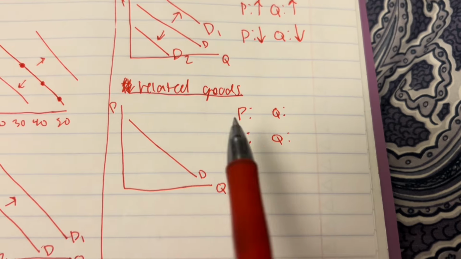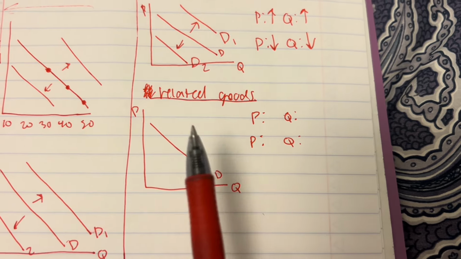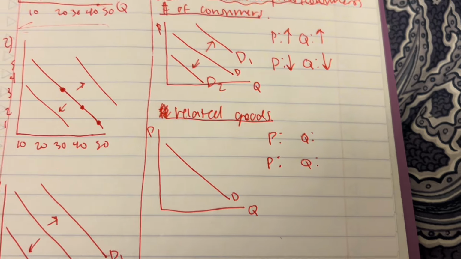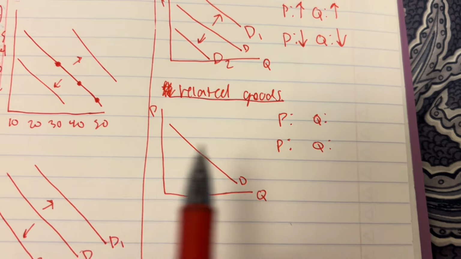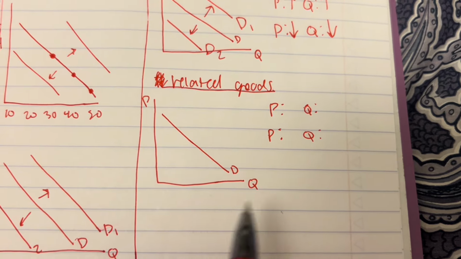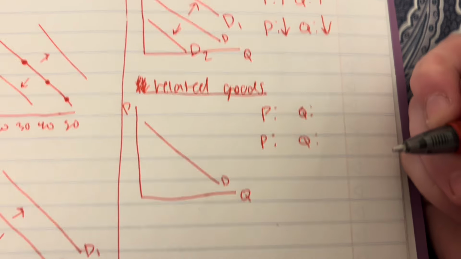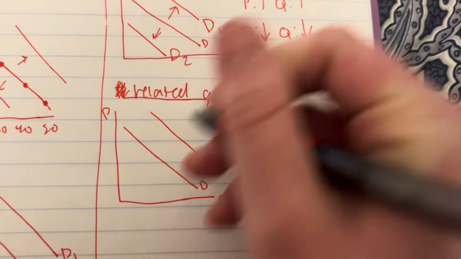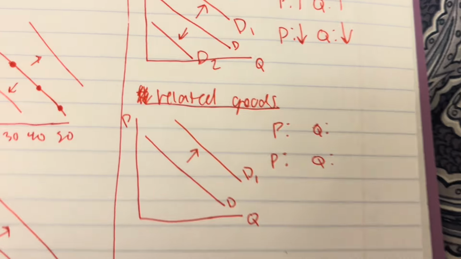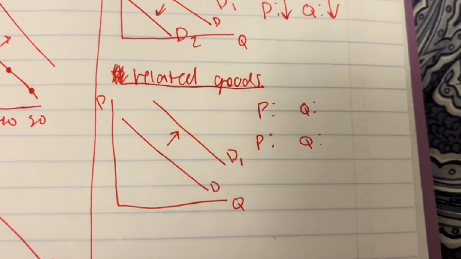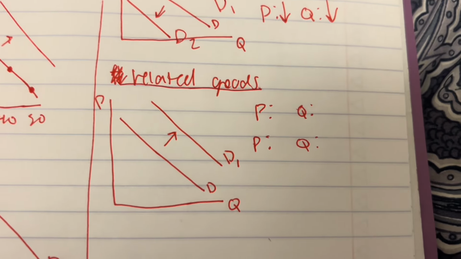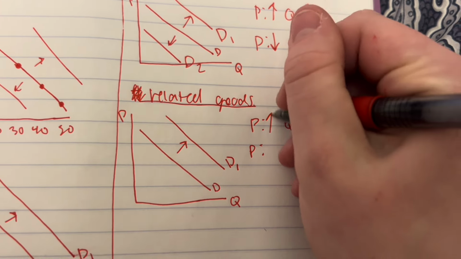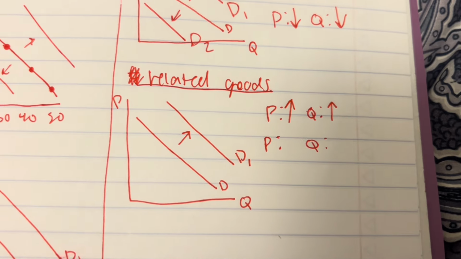For related goods, there are complementary goods and substitute goods. So say it's summertime and tank tops and t-shirts are substitutes. If the price of tank tops goes up, then the demand for t-shirts will go up because people aren't going to want to buy tank tops, so they'll buy t-shirts instead. So that would cause the price and the quantity to both increase.